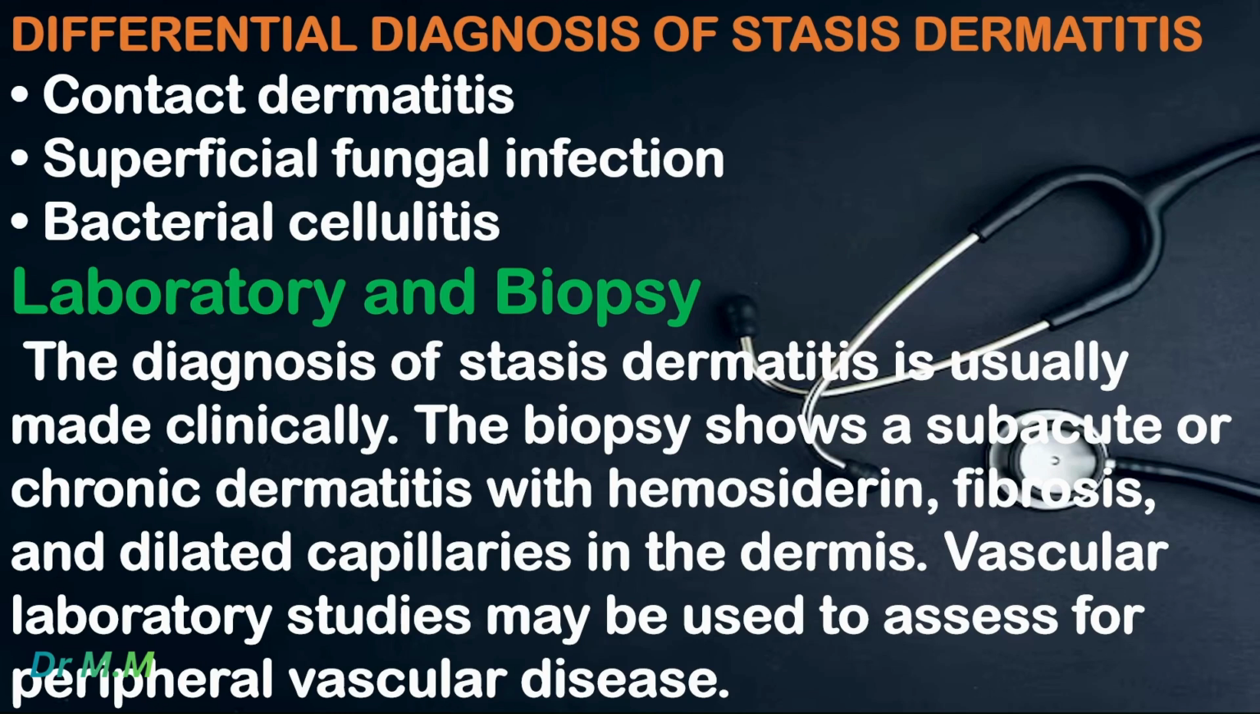Laboratory and biopsy: the diagnosis of stasis dermatitis is usually made clinically. The biopsy shows a subacute or chronic dermatitis with hemosiderin, fibrosis, and dilated capillaries in the dermis. Vascular laboratory studies may be used to assess for peripheral vascular disease.